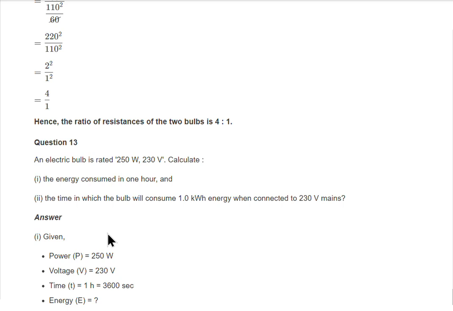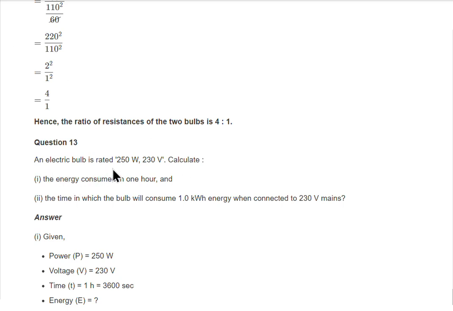Next is question number 13. I think you all understood now how to find the ratio of the two resistances. The resistance is V square by P. In both cases we need to find it and take the ratio. That's it. Simplification is a mathematical concept, reciprocal multiplication. When dividing two fractions, what we do is multiply by the reciprocal of the denominator.